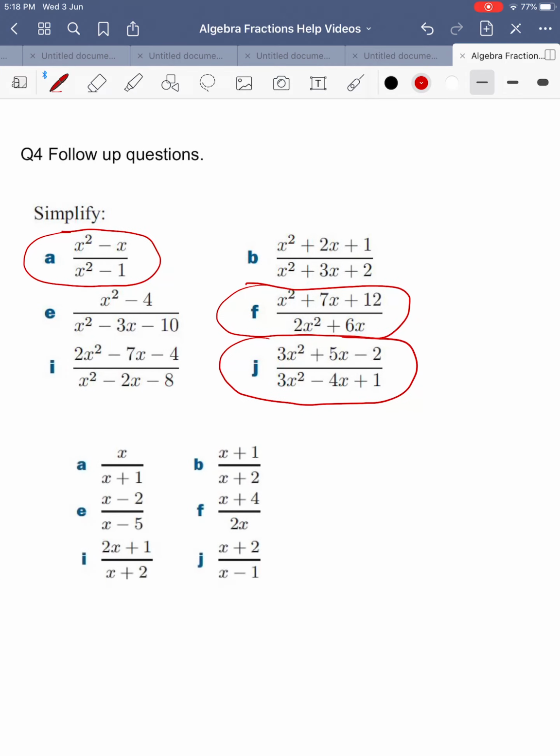Okay, there's 6 practice questions for you, and the ones that I need handed in on your Google Doc with full workings out are the ones highlighted in red.